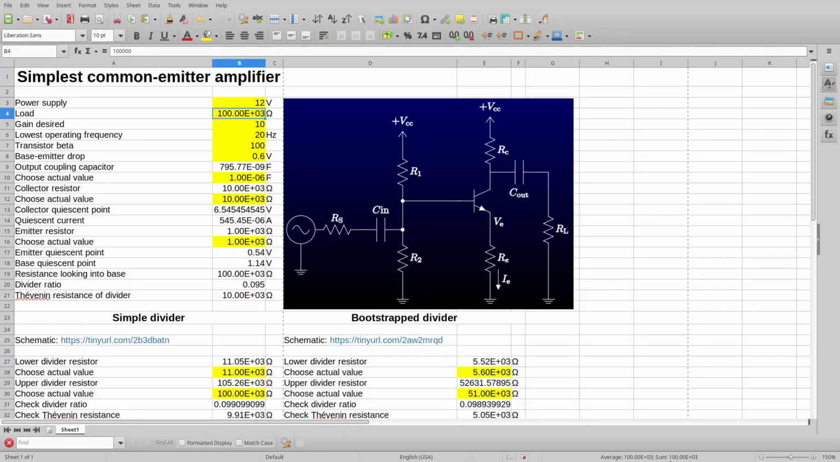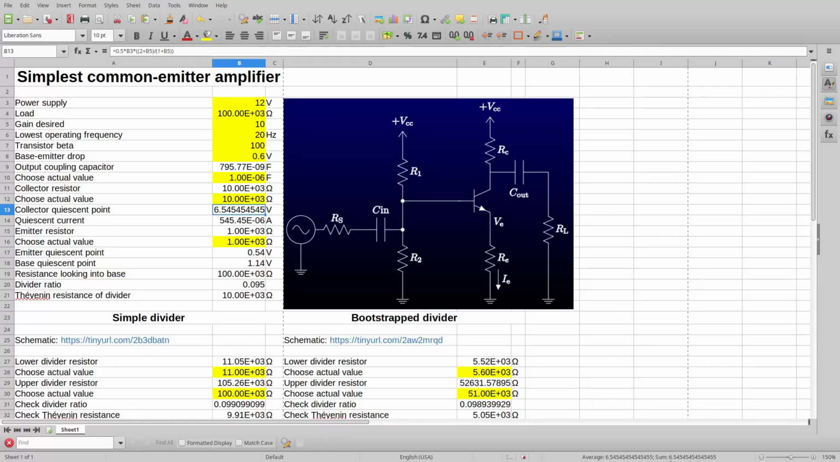As before, the output capacitor forms a high-pass filter with the load. The sheet sets the corner frequency well below the frequency of interest. The collector resistor has to be much less than the load impedance. The sheet chooses 1/10 the value. We calculate the quiescent point as being the midpoint of the range that the collector can swing to.